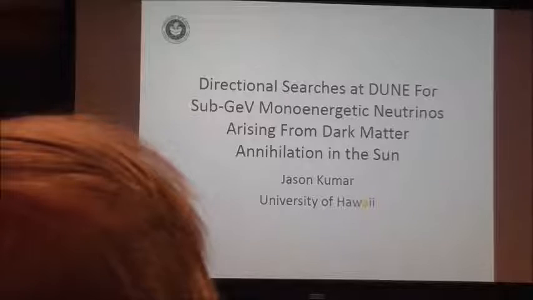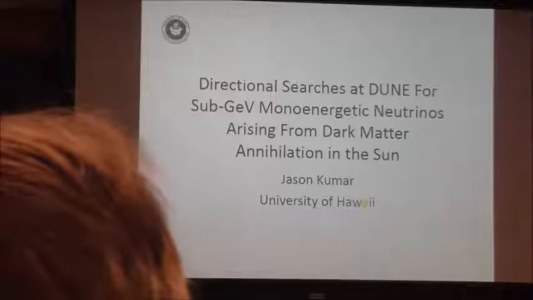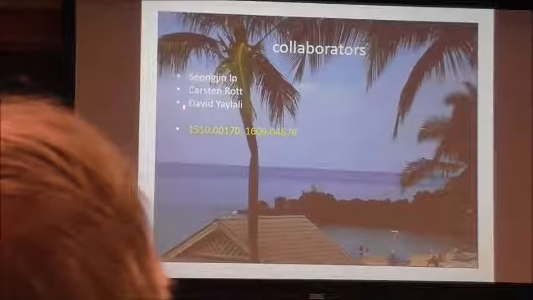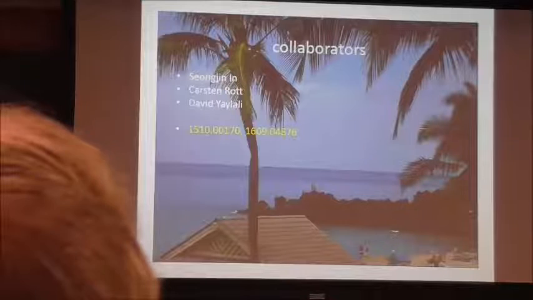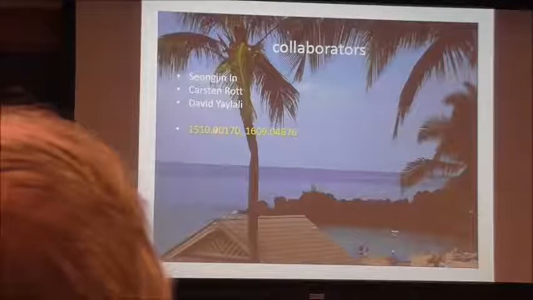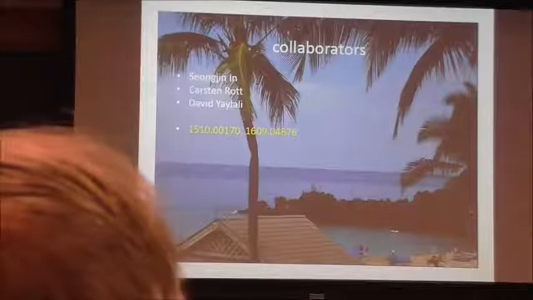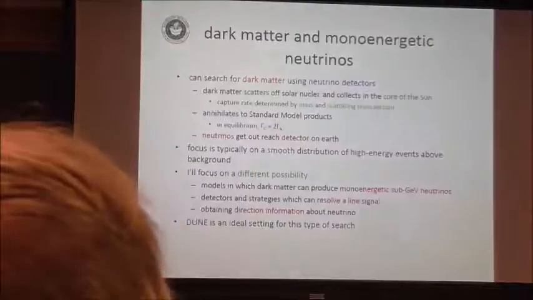And so I'm going to talk about directional searches at DUNE for sub-GeV monoenergetic neutrinos arising from dark matter annihilation in the sun. And so this is based on some work done with these collaborators here. In particular, a lot of the introductory work was done in this paper from last year, but the more recent work focusing on directionality is from this paper from last month.